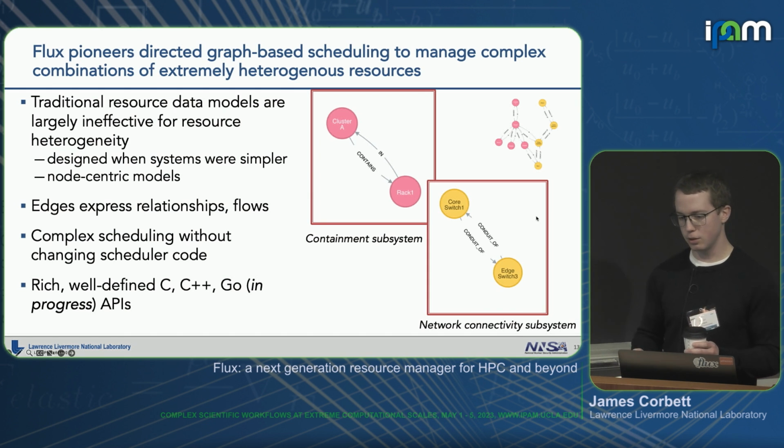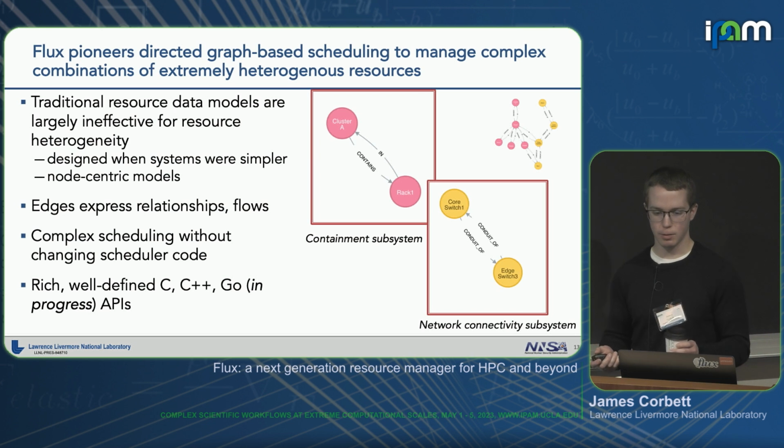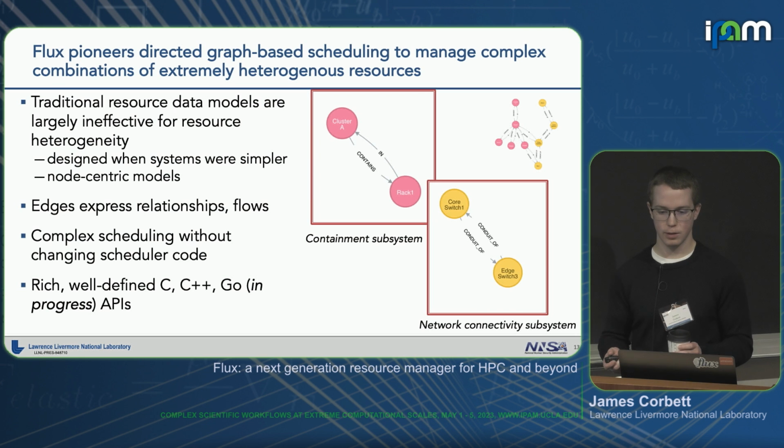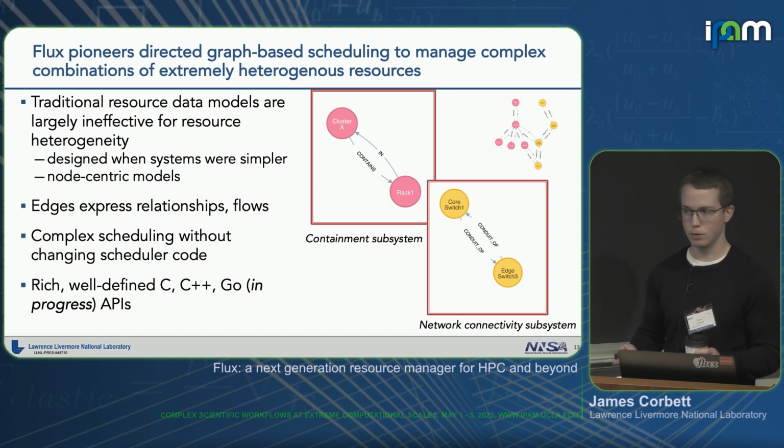Flux also pioneers and uses graph-based scheduling to manage complex combinations of extremely heterogeneous and diverse resources. Traditional resource managers and their models of resources can't cope with extreme heterogeneity, because they were designed when systems were node-centric, and the data structures they use to define the resource types are usually very simplistic. However, Flux, or more specifically the Fluxion scheduler, uses a directed graph of resources, which consists of a set of vertices, which are the resources themselves, and edges, which define relationships between these resources, elevating resource relationships to an equal footing with resources themselves.